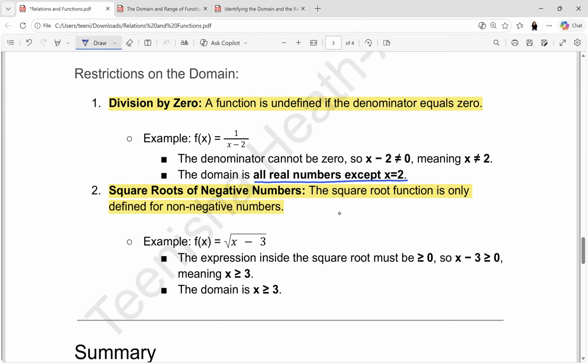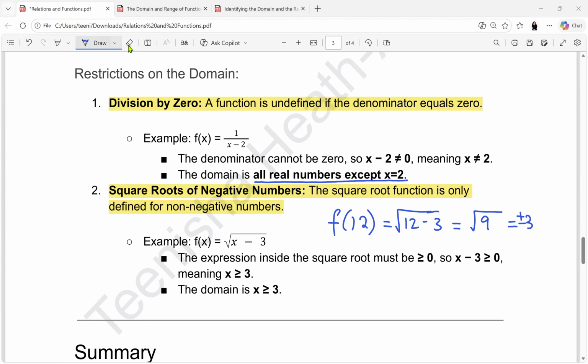So if I wanted to say f of 12, I could find f of 12 because that would be the square root of 12 minus 3, which is the square root of 9, which is 3, right? Plus or minus 3. So that works. It doesn't even have to be a square number. I could use any number in there. So like if I wanted to find f of 5, for instance, that can also work because that would be the square root of 5 take away 3, which is the root of 2, right?